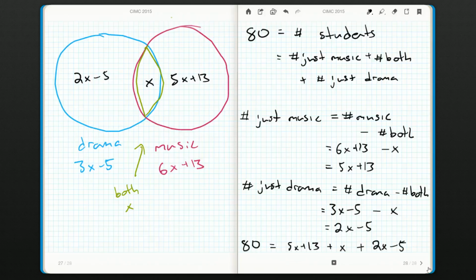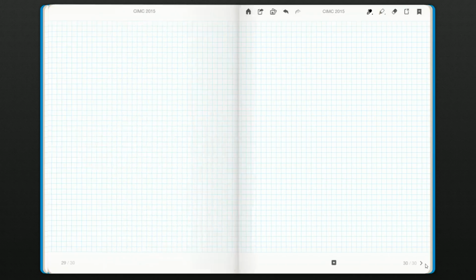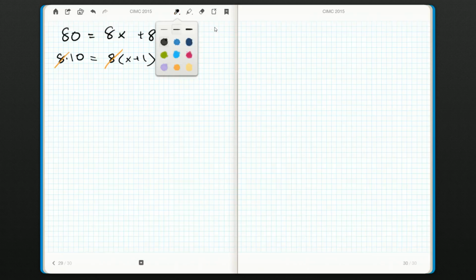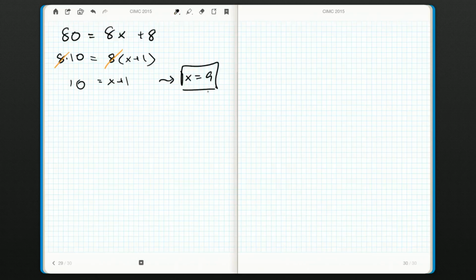So we can flip over to the other side of the page, and we can start to simplify this. 5x plus 2x, that's going to be 8x. Plus 13 minus 5, that's plus 8. Well, I realize I've got a factor of 8 here. Right now it's just solving. No more Venn diagram work. This is just solving. And I notice 80 is 8 times 10. So I can cancel these guys out. And I'm left with 10 is equal to x plus 1. Not that hard to see from here. x is equal to 9. So there's 9 people in both drama and music.